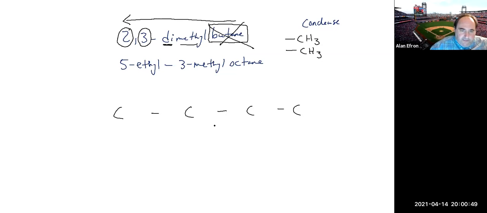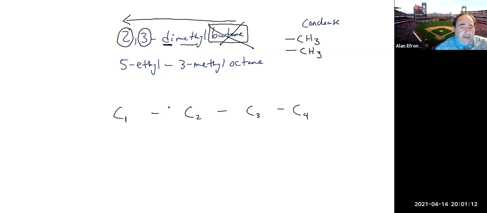Which one is carbon number 2 here? Which one is carbon number 3? The good news is, since you are drawing it, you can do whichever way you want. I'm going to call this carbon 1, which means this is going to be carbon 2. That would be carbon 3, and that would be carbon 4. You could start here as carbon 1 and go to the left.